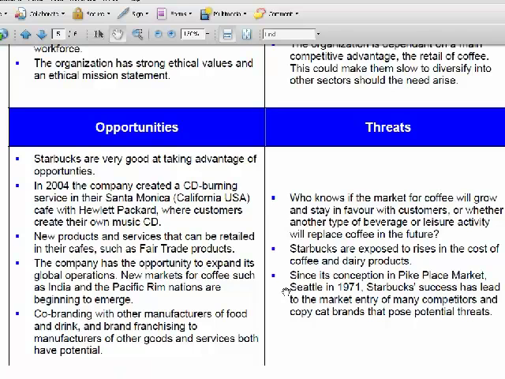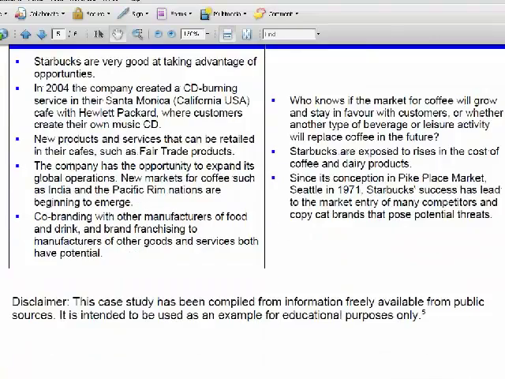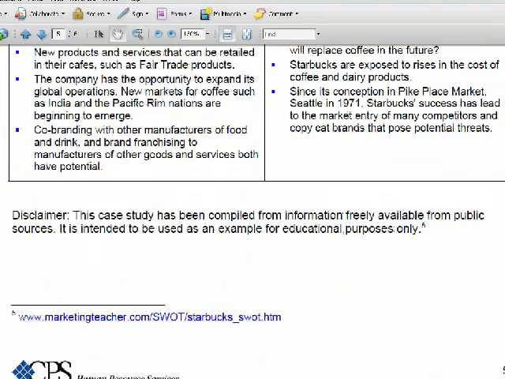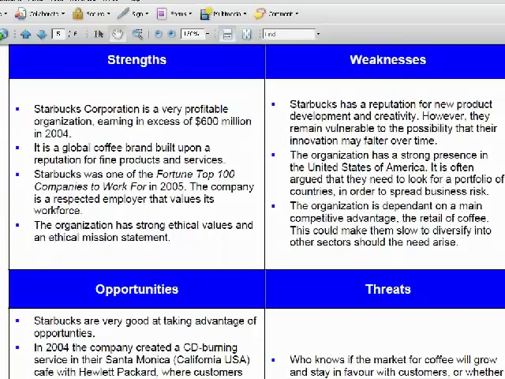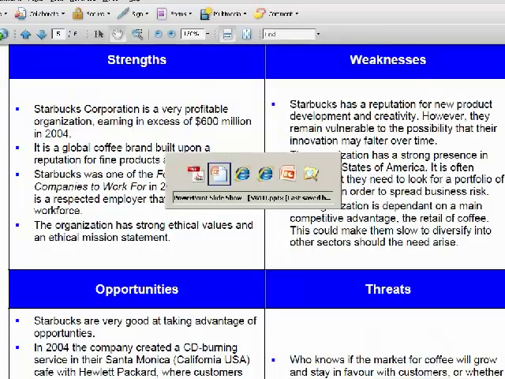Since its conception in Pike Place Market in Seattle, Starbucks' success has led to the market entry of many competitors and copycat brands that pose potential threats. You see these types of internet cafes on just about every street corner now. So I wanted to give you a couple of examples and kind of look at those in this particular document, and you can read through those also. This document is in your Blackboard site.